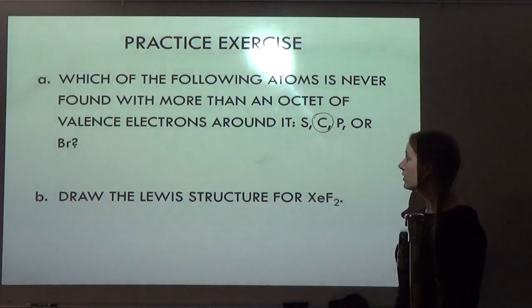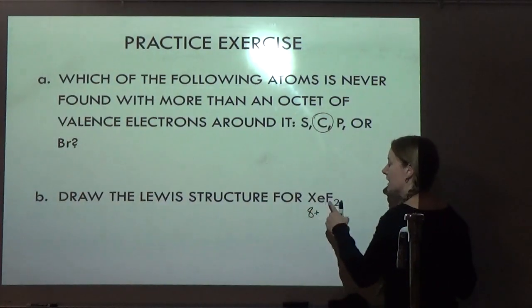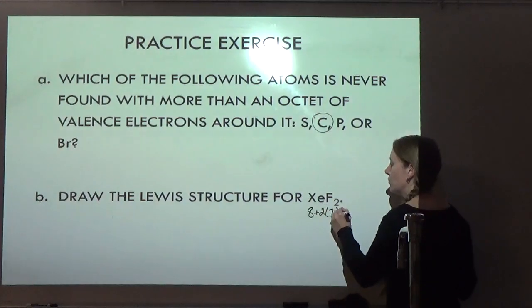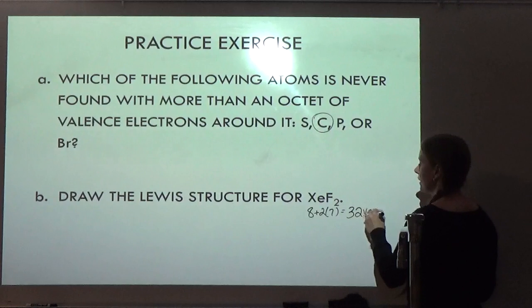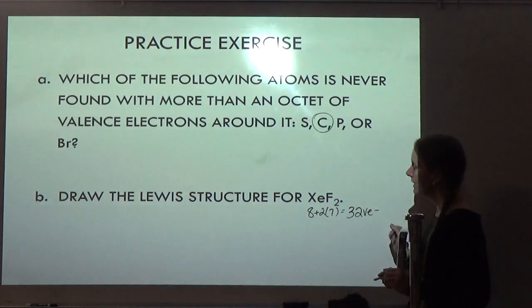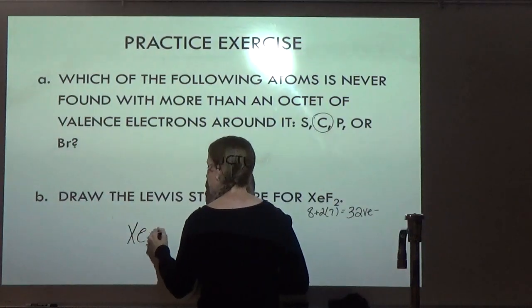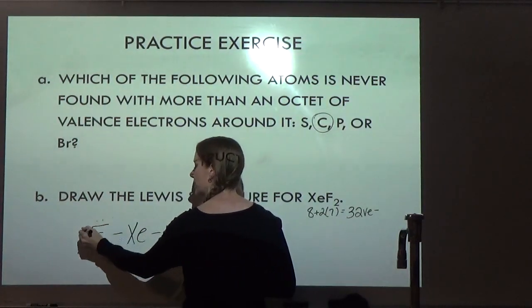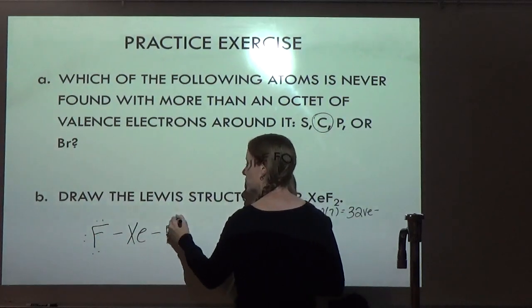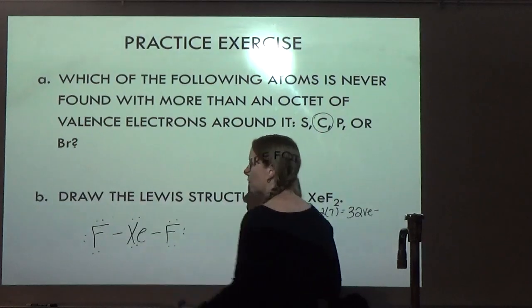All right, then it says draw the Lewis dot structure for XeF2. So Xe has 8 valence, F has 7 times 2, so we have 14 and 8, which is 22 valence electrons. 14 and 8, yes, it's 22. All right, so Xe is going to go in the middle. So I bond my 2 F's. So F has 2, so it needs 6 more. F has 2, it's going to need 6 more. Xe has 2, 4, so it's going to need 4 more.